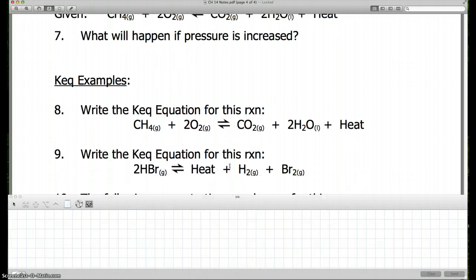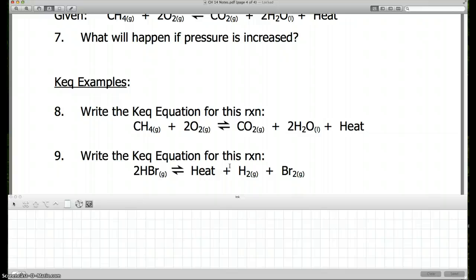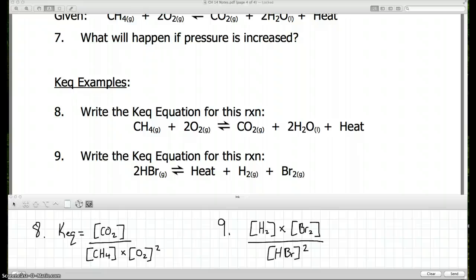Couple more examples here. I might pause the video here and write out the KEQs for these two things. If you remember, I take the stuff on the left, tuck it under the right, don't include heat, don't include liquids, don't include solids, just gases and aqueous. So I'm going to pause the video and then I'll write down the answers for 8 and 9. If you want to pause the video, try writing the KEQs for number 8 and 9 and then check your answers. One second. So here are the answers for 8 and 9.